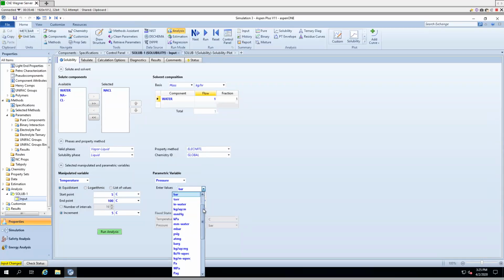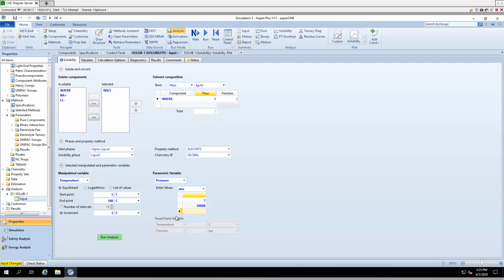So I'm going to change it to ATM, so it's a little easier for me to read. ATM, I'll change it to 1. And I found, personally, the highest pressure that Aspen lets me input in this is 1e4, 10,000 ATM. Right? So under this parametric variable, what it means is it will generate a curve for each of these. So it'll generate a solubility curve for 1 ATM and a solubility curve for 10,000 ATM.